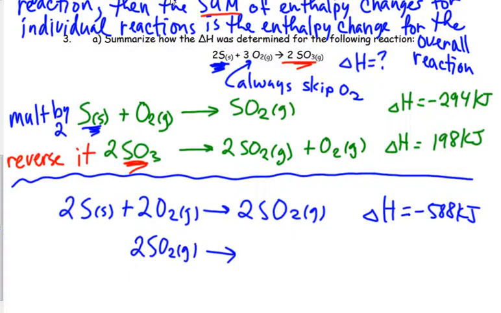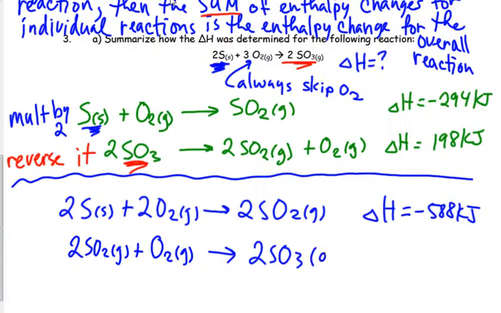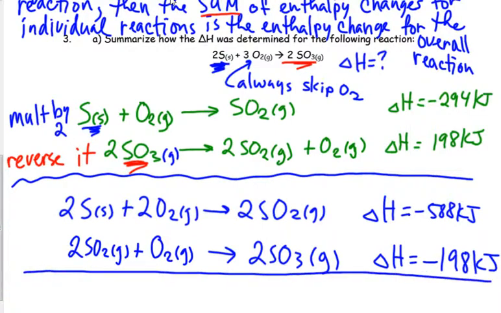2SO2 gas. Oops, I'm also going to have to fit the oxygen in there. 2SO2 plus O2 yields 2SO3. And I think, yes, I'm supposed to have gas there originally. And what happens with enthalpy, what was an endothermic becomes an exothermic when you reverse it. Okay, so that's what we end up with.